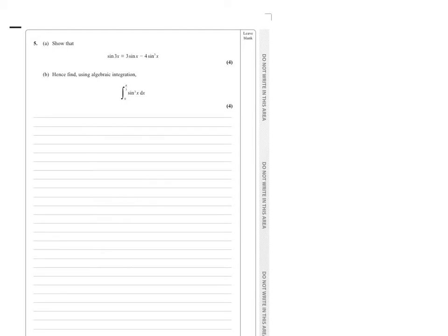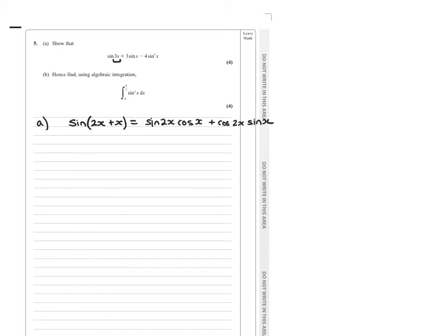Question 5. Show that sine of 3x is completely equivalent to 3 sine x minus 4 sine cubed x. Okay. What am I thinking? Double angle formula. That's what I'm thinking. So I know for part A, I'm going to use sine of 2x plus x, which equals, and from the formula book, I'm going to get sine of 2x cos x plus cos of 2x sine x.